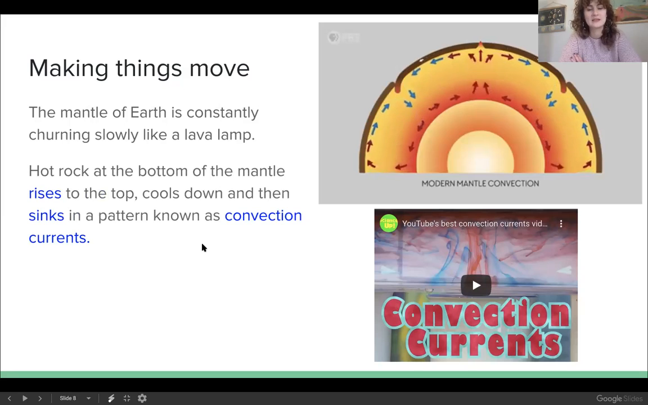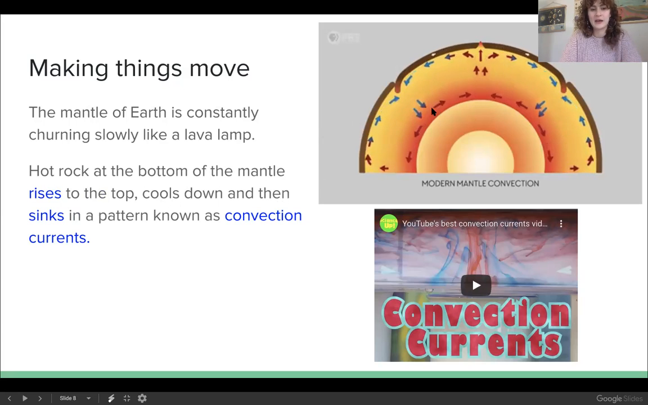So fill in the blue lines in your notes. Hot rock at the bottom of the mantle rises to the top. Heat rises, okay? And it cools down and then sinks in a pattern known as convection currents. If you see in this GIF, we have lots of different currents or circles cycling around in the mantle. These are known as convection currents. The same thing happens in the ocean. It even happens in the atmosphere.